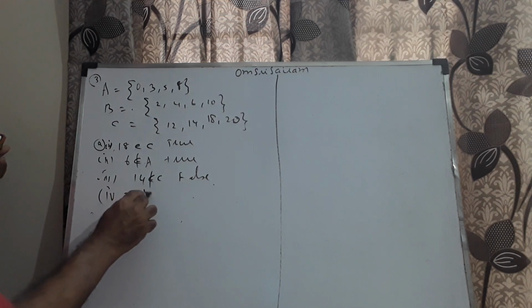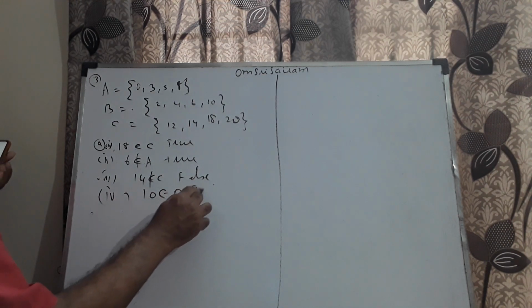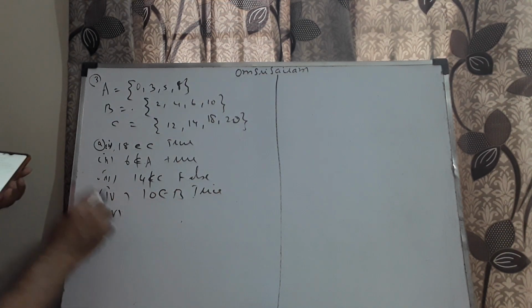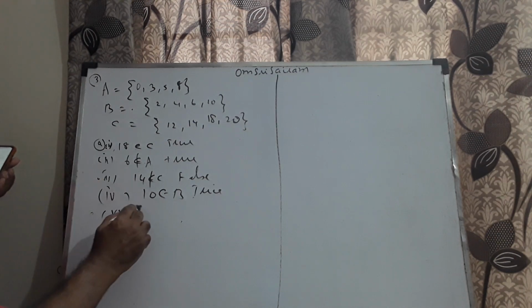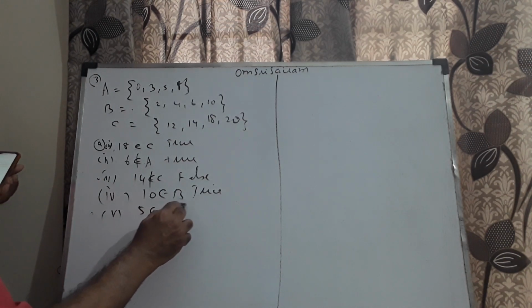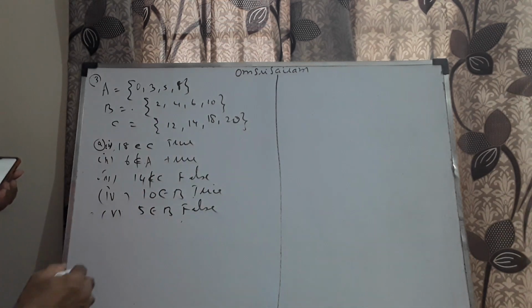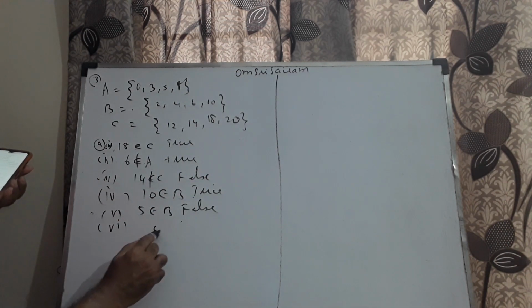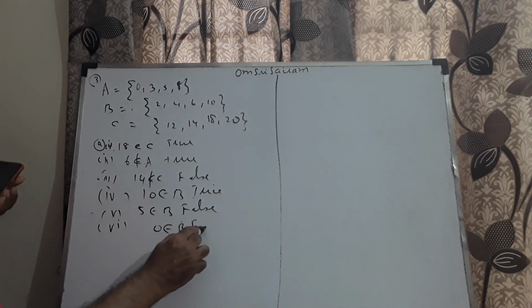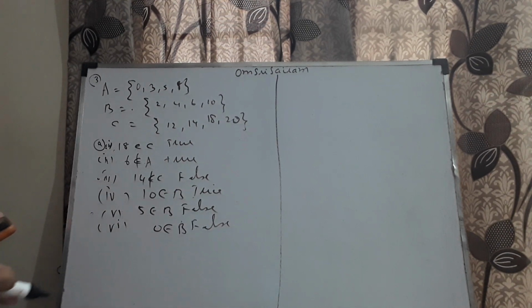Next one. 10 belongs to B. That is true. 10 is there in B. Then fifth one, he says 5 belongs to B. That is false. 5 is not there in the given set B. Then sixth one, 0 belongs to B. That is also false. 0 is there only in A, not in B.